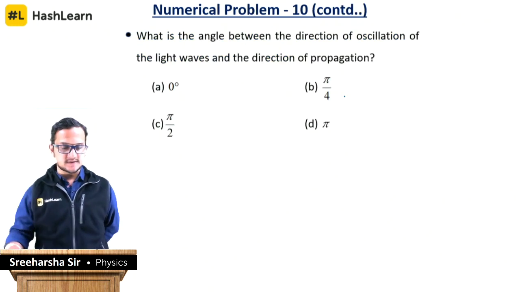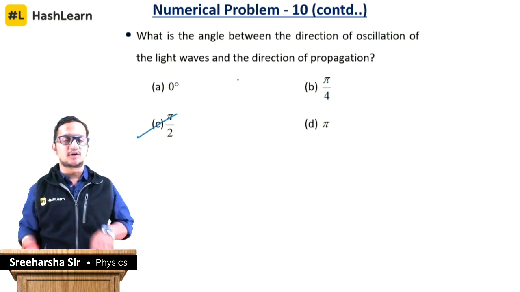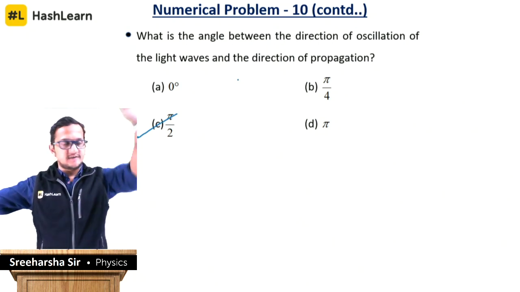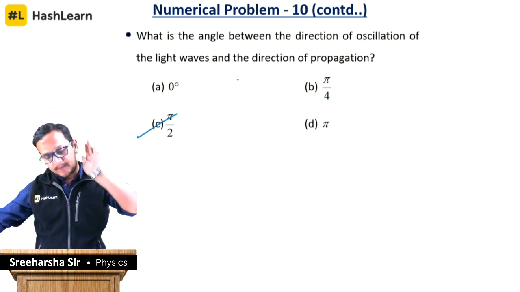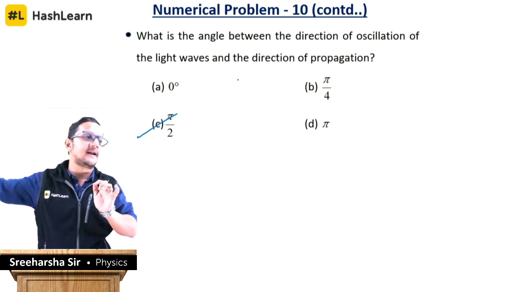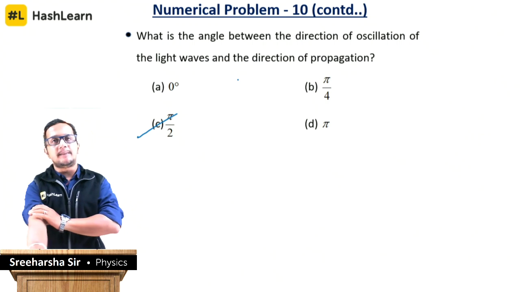This is very simple, students. The answer is pi by 2. I had told you, remember this. If the light is traveling in one direction, the electric field oscillates perpendicular to it. The magnetic field is also perpendicular. So the answer is pi by 2.